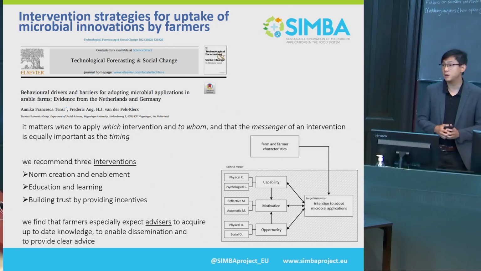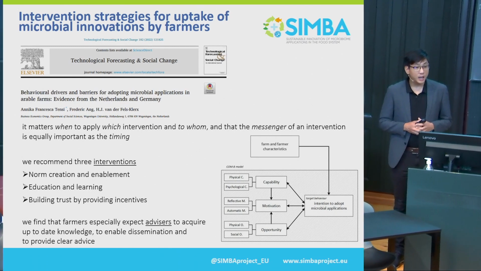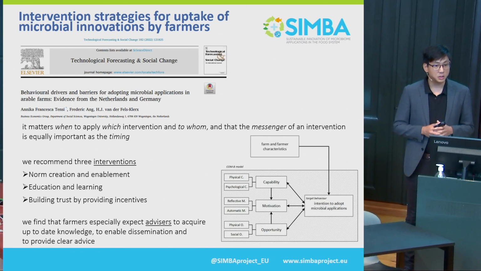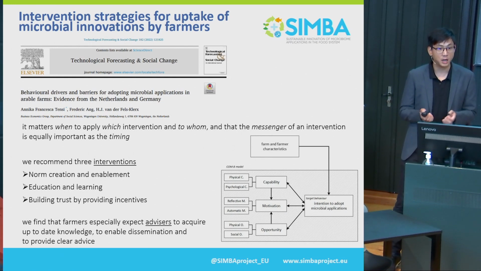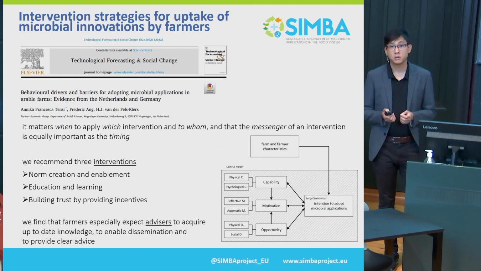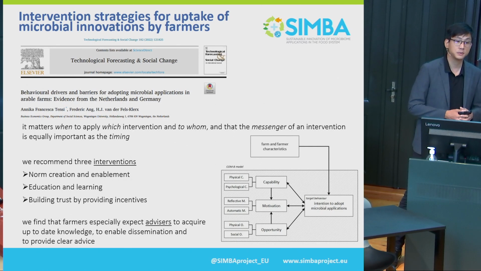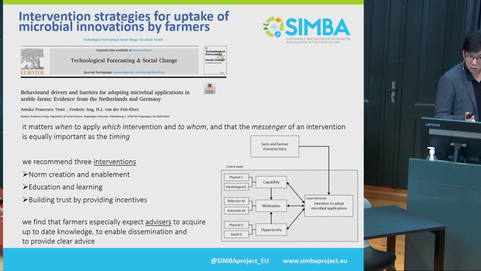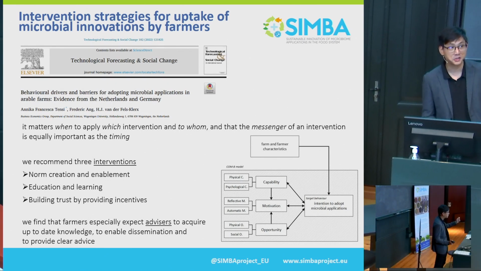This was a paper led by Annika Tensi, together with myself and Ine. Here we analyzed the drivers for adopting microbial applications in arable farms. The application was in the Netherlands on the one hand and Germany on the other hand. We used what is called the behavior change wheel, the COM-B model, and we then also analyzed what the motivations are and what are effective interventions to let this behavioral change wheel spin.